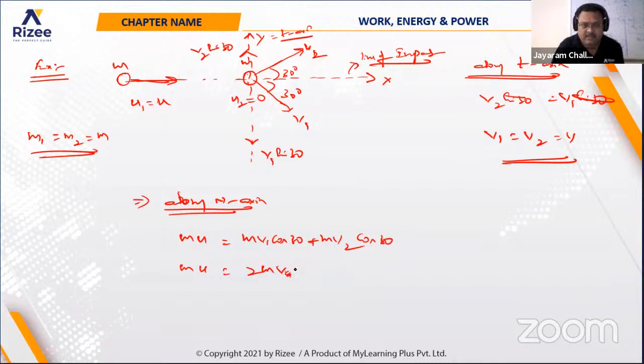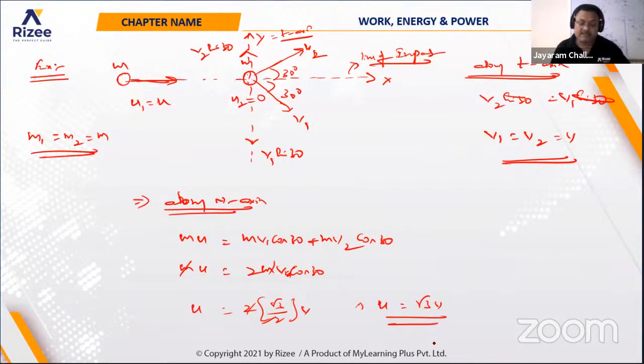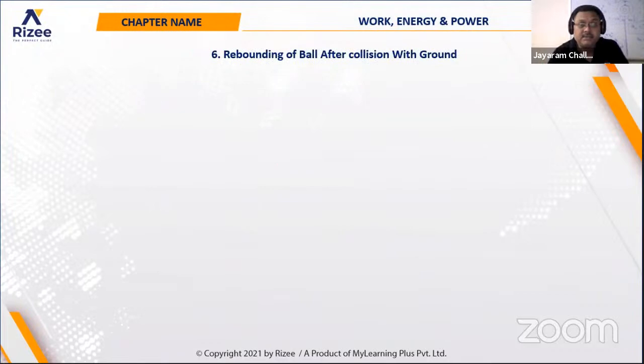2mv into cos 30, which is root 3 by 2. The 2 will be cancelled, and u is equal to how much, sir? That is root 3 times of the v. So like this, if it is an elastic collision, you can use the kinetic energy. If it is not an elastic collision, you can give some value of the coefficient of restitution that can be substituted. Now, in this case, the rebound of the balls after collision is taking place with the ground.